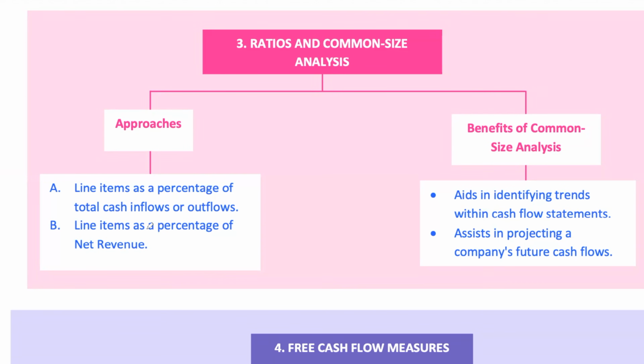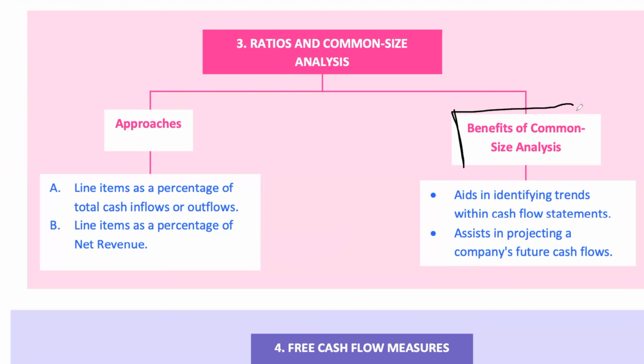Now, keep in mind that when we're using the indirect method of cash flow reporting, we don't see the inflows and outflows presented separately. Instead, in common size analysis, we express the net operating cash flow as a percentage of total inflows or outflows, depending on whether the net amount was positive or negative.